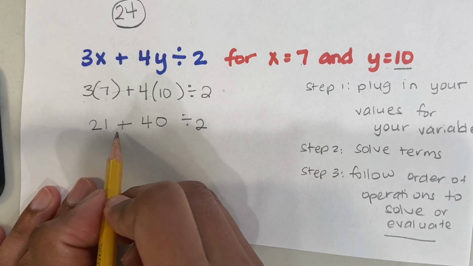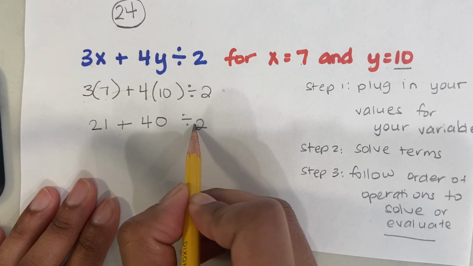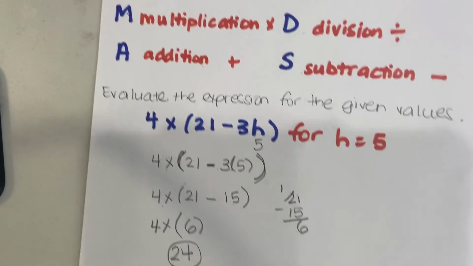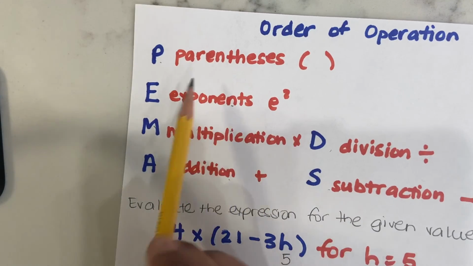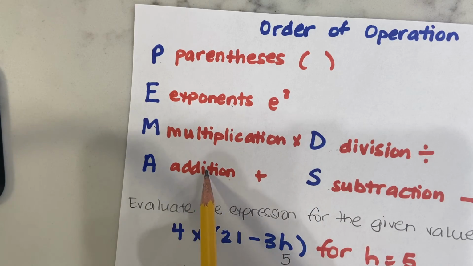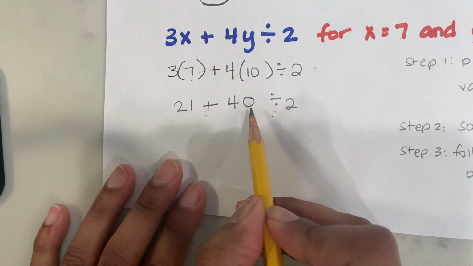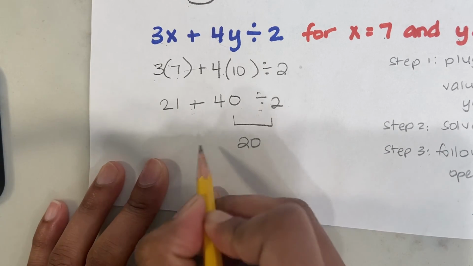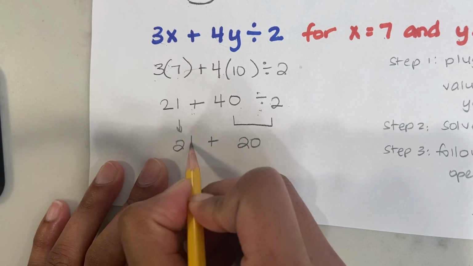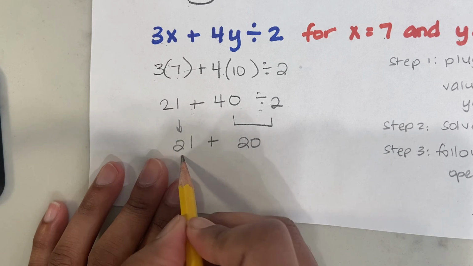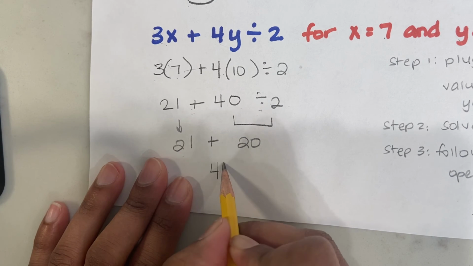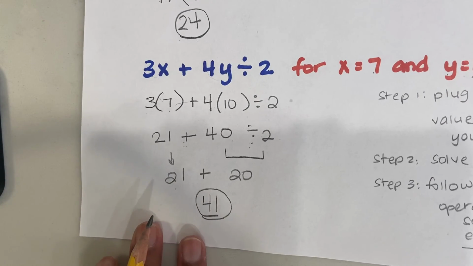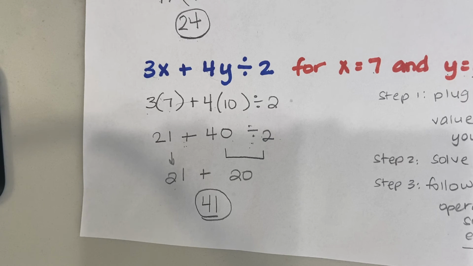Okay, great. So I have my operation addition, and then I have the operation division. Which one should I do first? Is it going to be addition or division? Well, according to our order of operation, I'm going to do division before I do addition. So that means I have to first solve 40 divided by 2. So 40 divided by 2 is 20. And I'm going to bring the rest down, 21. So I'm left with 21 plus 20, and my answer is 41. I have evaluated this expression and come up with the answer 41.